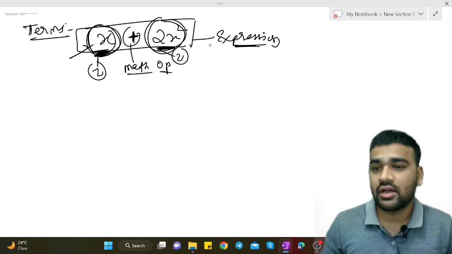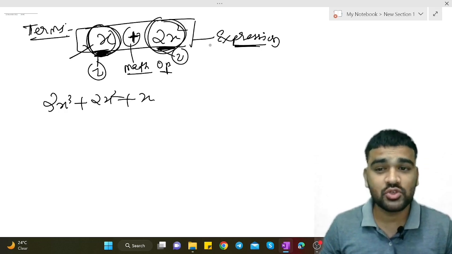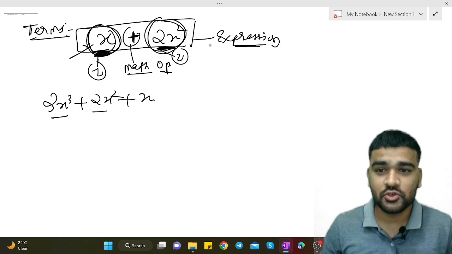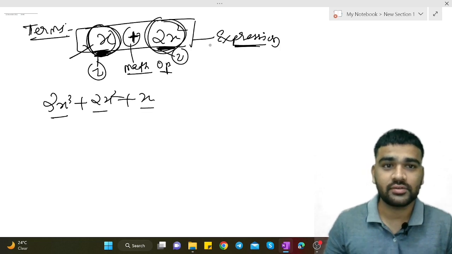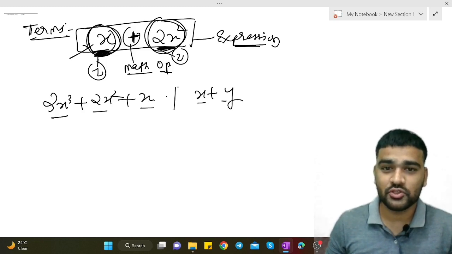So in this, 3x cubed plus 2x squared plus x, how many terms do you have? 1, 2, 3. And x plus y, how many terms do you have? 1, 2. Okay, is that clear to you?